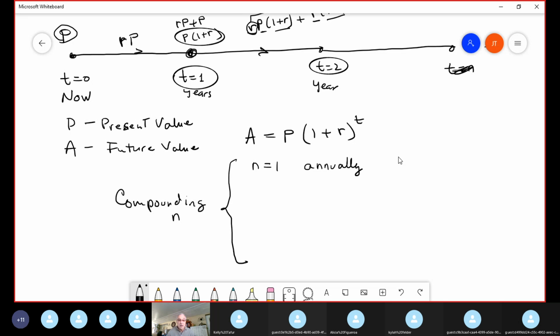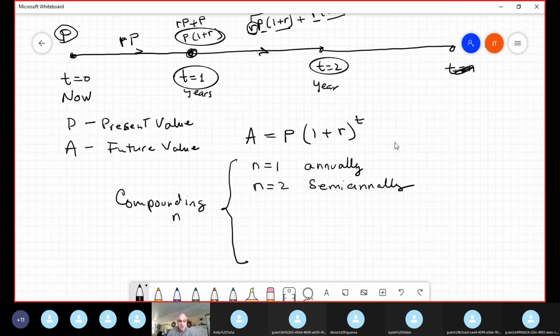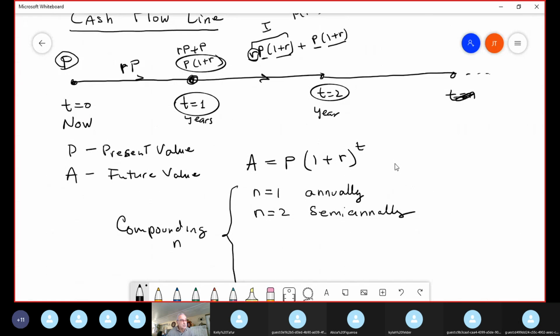But suppose the bank says, no, your account is semi-annually. What does that mean? That means that your money in 1 year increases 2 times. So suppose 1 year, but your account now is semi-annually. The money increases 1 step at 6 months and 1 step at 6 months. So N is equal to 2.